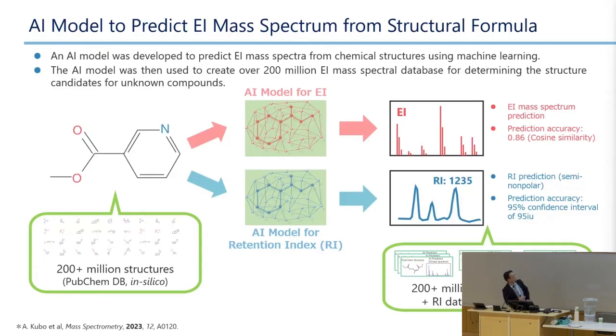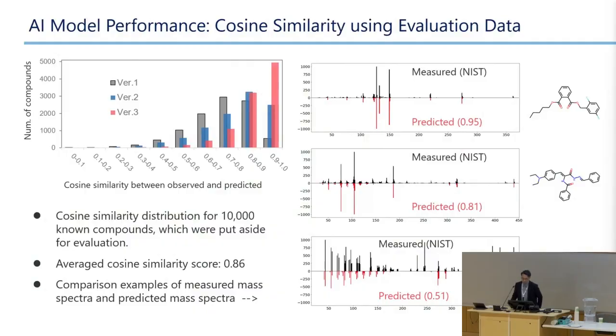And actually, we provided 200 million structures ourselves. Then we made an EI mass spectrum database of over 200 million entries with retention indices values. We started this project in 2022, and right now our software is version 3. We improved the AI model from version 1 to version 3.